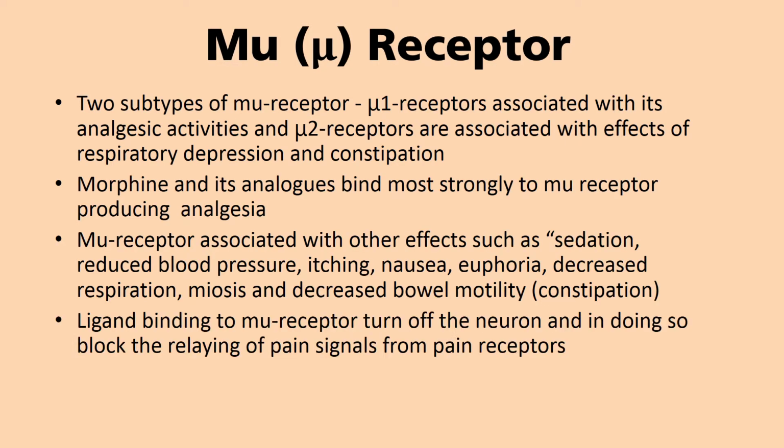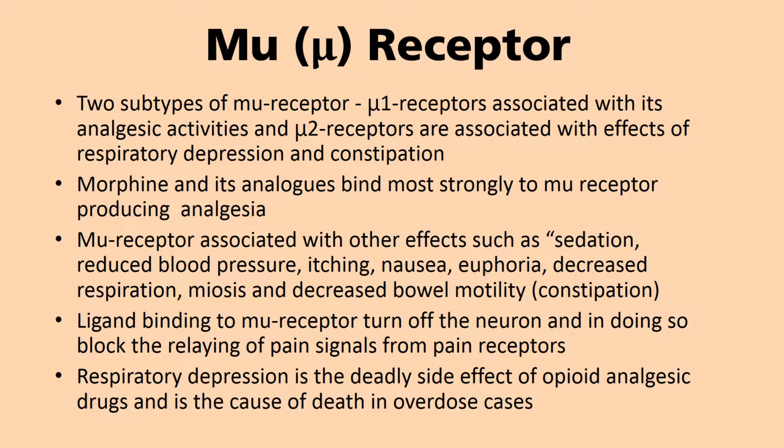There are several types of opioid receptors. The mu receptor is the main opioid receptor in the body, which can be broken down into 2 subtypes. The mu1 receptor is associated with analgesia properties, while the mu2 receptor is associated with respiratory depression and constipation. For example, morphine binds strongly to the mu receptor and produces a variety of effects such as euphoria, nausea, itching, and constricted pupils. Of all these side effects, respiratory depression is the most concerning and can be fatal in an overdose.